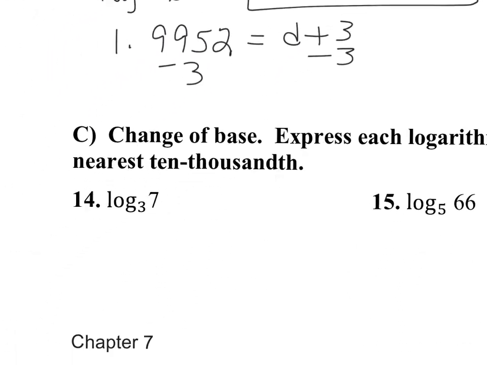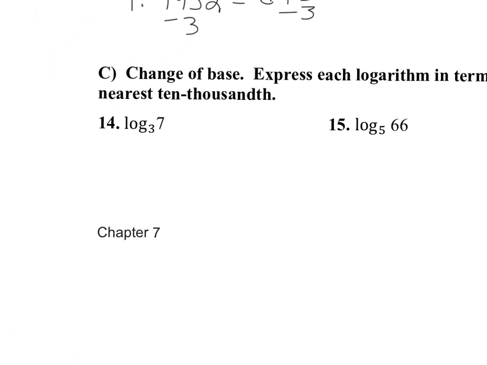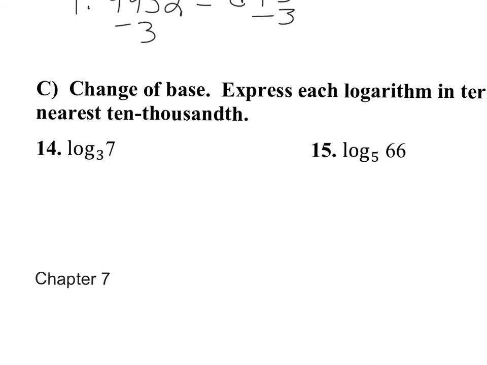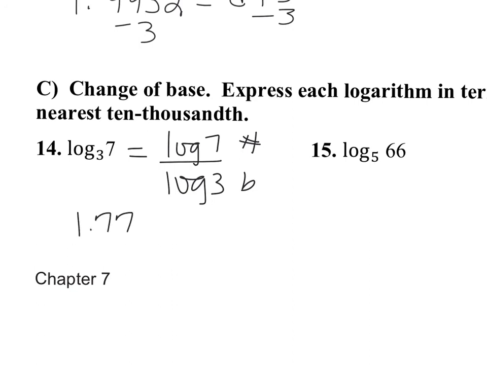Okay, if we continue up, this is just change of base. So this is what you're just typing into the calculator. So number 14 is going to be log 7 divided by log 3. Remember the number over the base. So log 7, close the parentheses, divided by log 3, I get 1.7712. And that is your lesson on common logs.